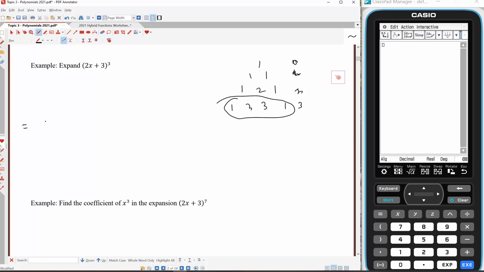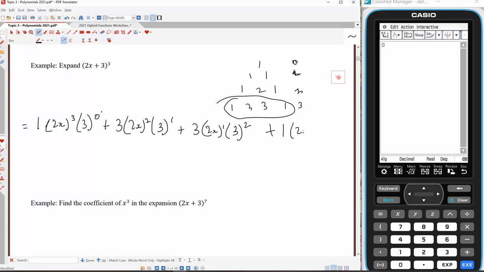So when I expand that, I'm going to get 1 as the coefficient, 2x to the power of 3, 3 to the power of 0. Next coefficient is 3, 2x to the 2, 3 to the 1. Now how did I know that? 3 plus 0 is equal to 3, 2 plus 1 is equal to 3. Then 3, 2x to the 1, 3 to the 2, 1 plus 2 is equal to 3, and finally 1, 2x to the 0, 3 to the 3.